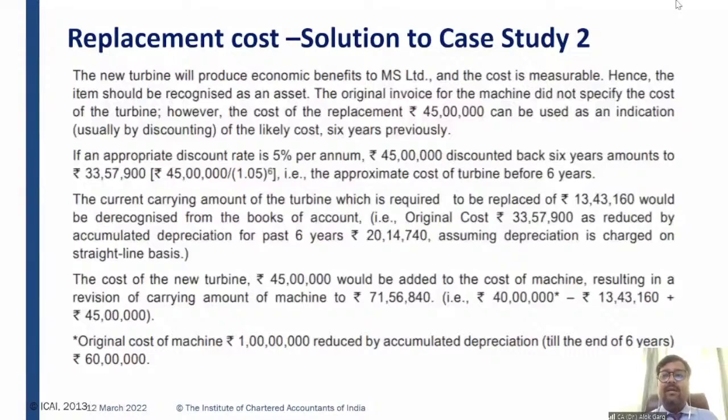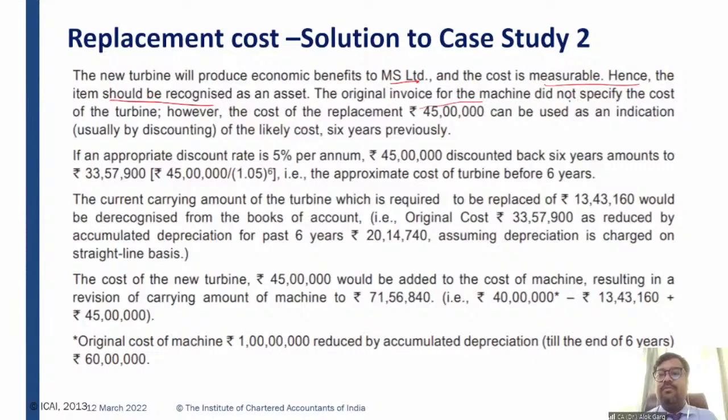So this is the solution which is there on the PowerPoint presentation. This is the solution which is given under the study material, right? So the form I have presented in my Excel file, you can present in that way also, right? The new turbine will produce economic benefit to MS Limited and the cost is measurable. So this item should be recognized as an asset.